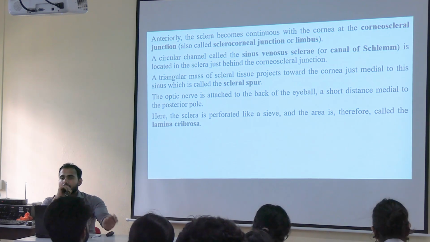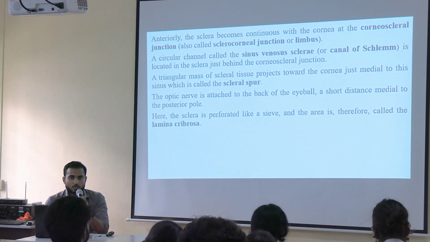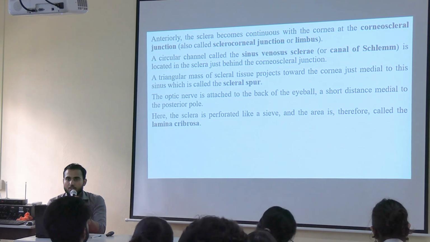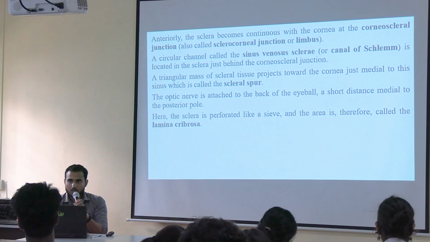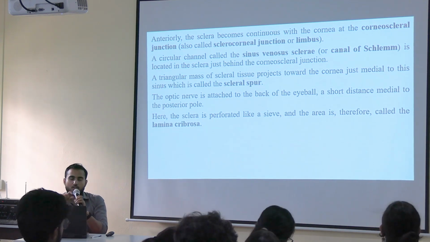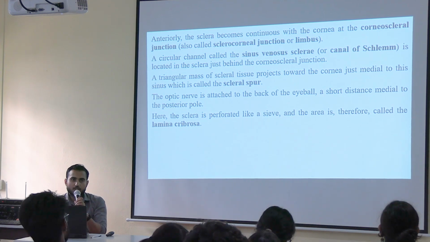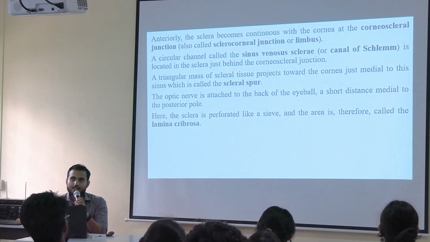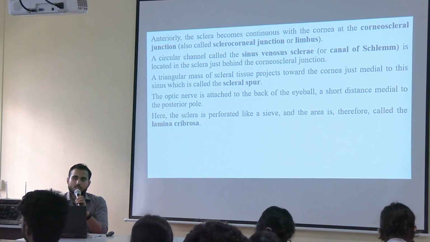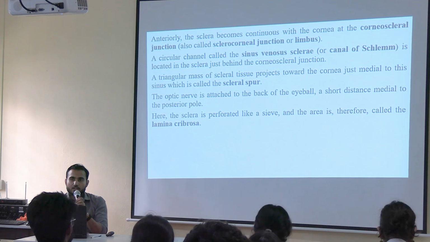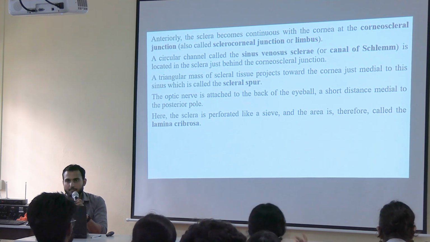Canal of Schlemm is a very important structure. Just now I have shown you the segments of the eyeball, and I have shown you the anterior chamber and posterior chamber also. At the corners of the anterior chamber, also called the iridocorneal angle, a canal is present. Through that, the aqueous humor is draining into the venous system. So that is the canal of Schlemm.